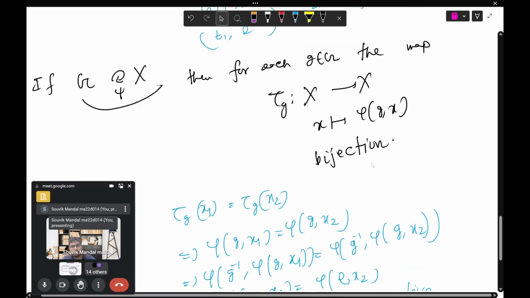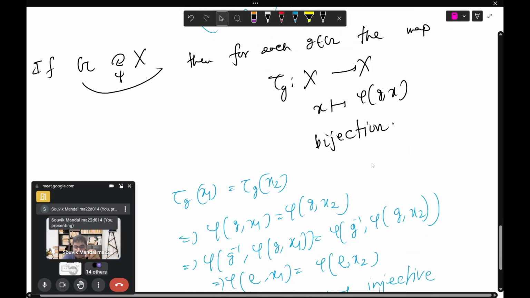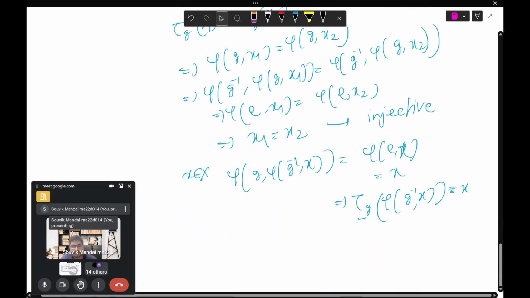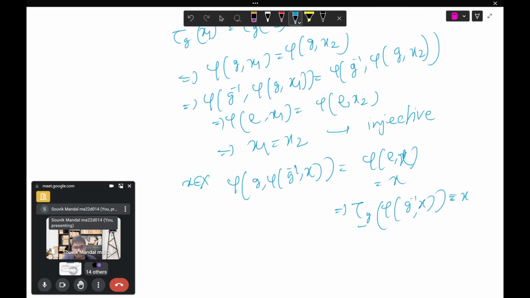Sir, could you please show the part where surjectivity is proved? Yes, you can see it, right? Okay, yes.